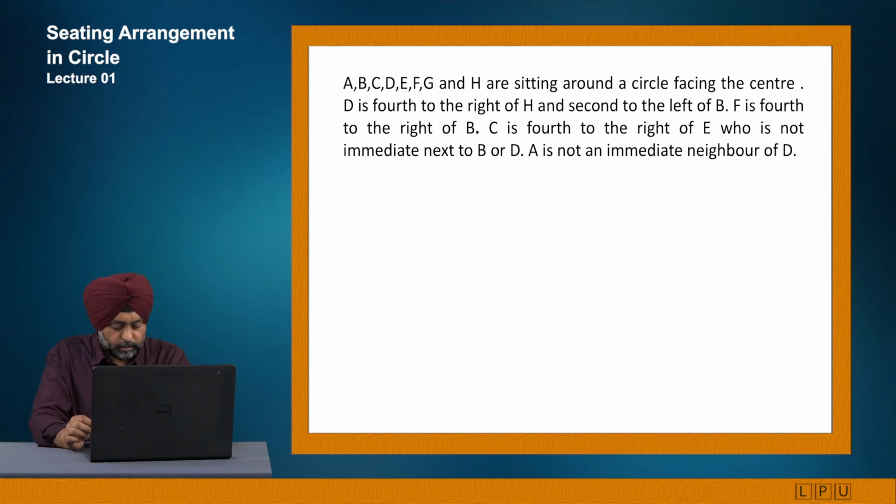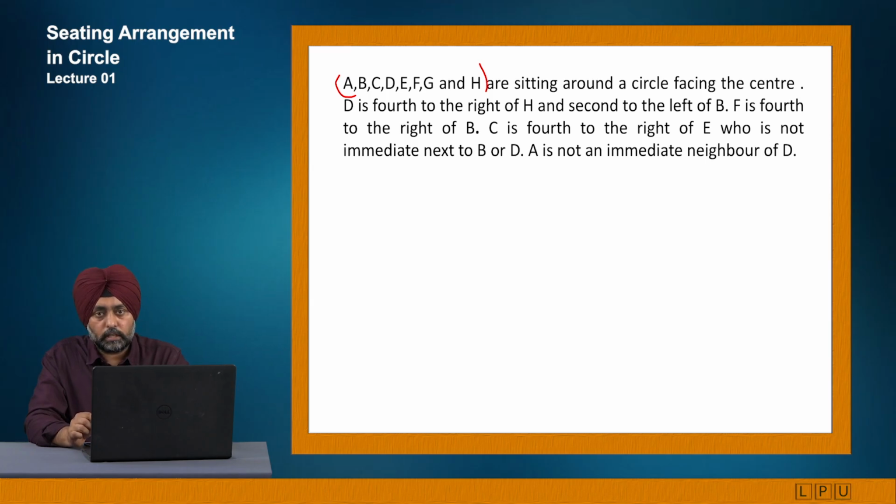The statement of the next question is A, B, C, D, E, F, G, H are sitting around a circle facing center. Again, first step, count the number of people. You know, starting from A, going up to H, there are, just count the number, there are 8 people. Remember, sometimes they may miss E from here.